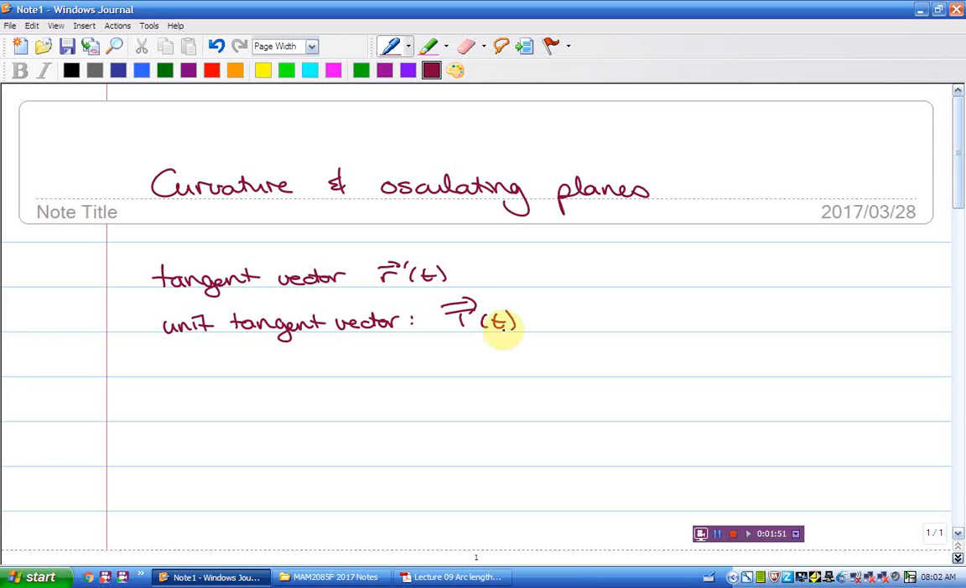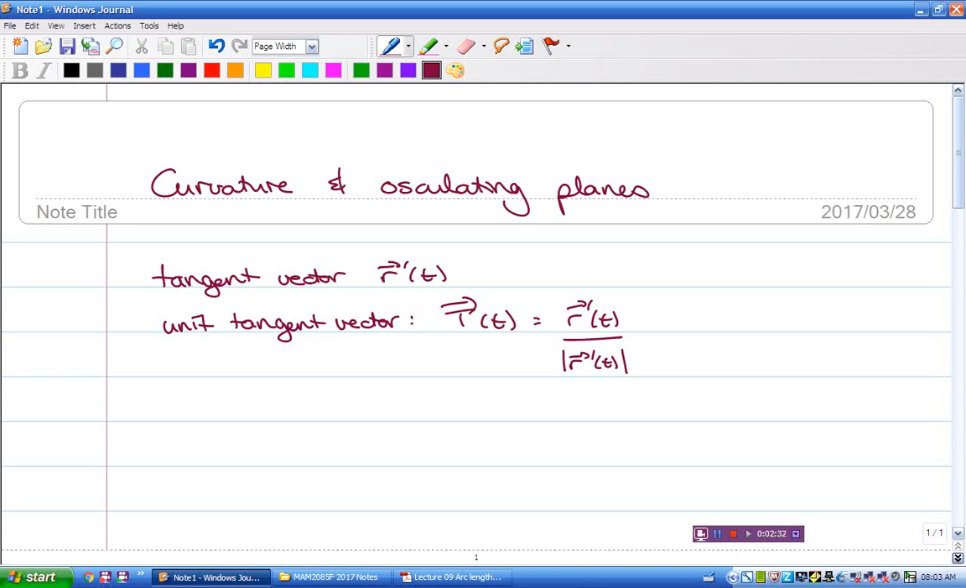I always find this a slightly confusing notation because there's no dash. That big T has no dash, and yet it is related to the derivative of r. But that is its conventional name, the unit tangent vector big T. It's the r dash vector divided by its magnitude to turn it into a unit vector. So if a little particle is moving along the curve, we're not interested in whether the particle is moving fast or slow. We're just interested in its direction.